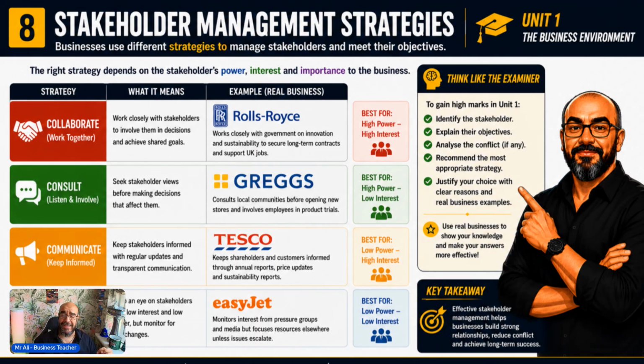Then you're analyzing conflicts, if there is any. So if we do this, this group is going to be happy, but if we do this also, this group's going to be unhappy. Recommend the most appropriate strategy, looking at the strategies that we're going to be going through, and then justify that choice for the recommendation that you're making, using real business examples if you can, hence why we've got Rolls-Royce, Greggs, Tesco, EasyJet.